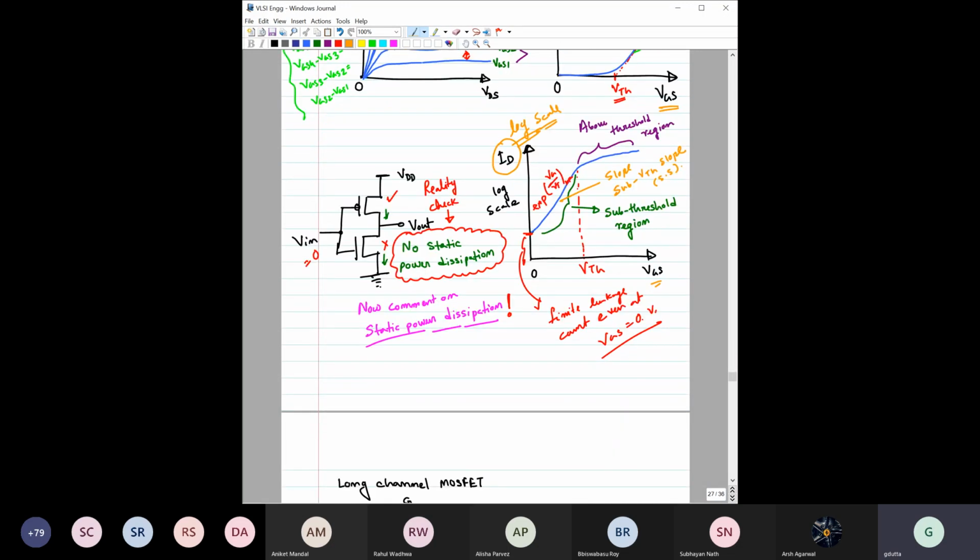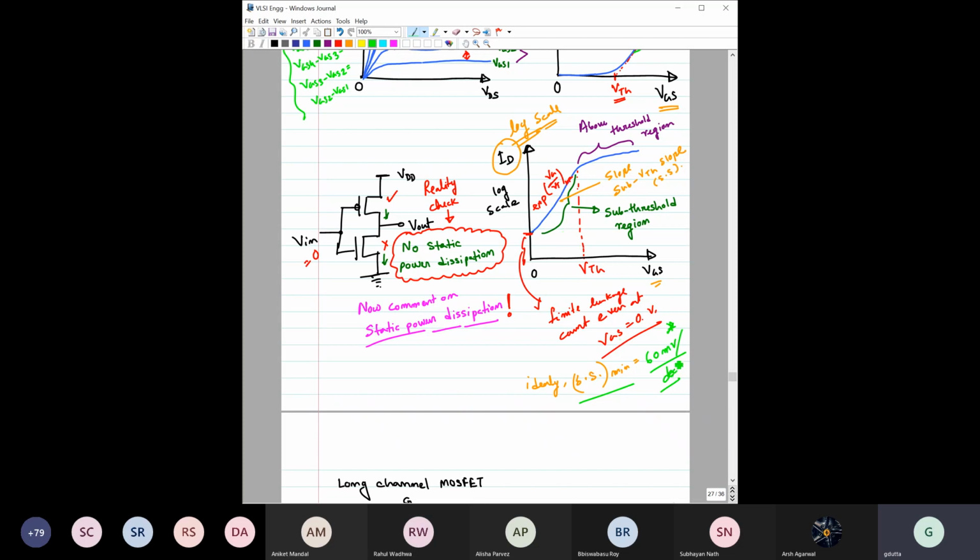Ideally, from semiconductor physics, you know the minimum value of SS. Do you know what the minimum value of subthreshold slope is? Oh, you do not know. It is 60 millivolt per decade. Remember, this number is very, very important. 60 millivolt per decade, right?